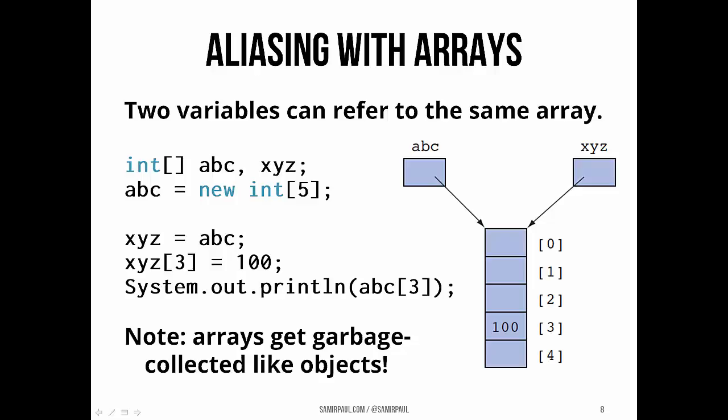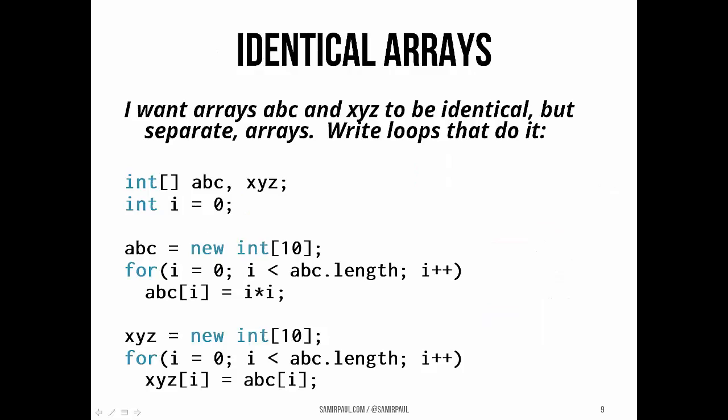So here we can see we instantiate an array of 5 integers. XYZ and ABC both refer to the same one, and changing XYZ changes ABC as well. Here we end up displaying 100. Note, this also means that if we have an array and we end up with nothing pointing to it, there are no array variables pointing to it, it's going to get garbage collected. It's an object.